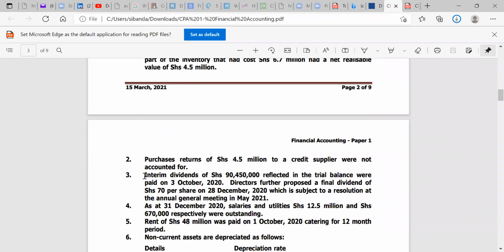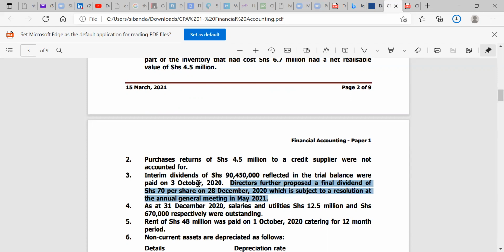So they're telling us that interim dividends reflected in the trial balance were paid on 3rd October 2020. Directors further proposed a final dividend of 70 per share on 28th December 2020, which is subject to a resolution at the annual general meeting in May 2021. I say that this will not have a big effect on our statement because it's yet to get a resolution in the next financial year.